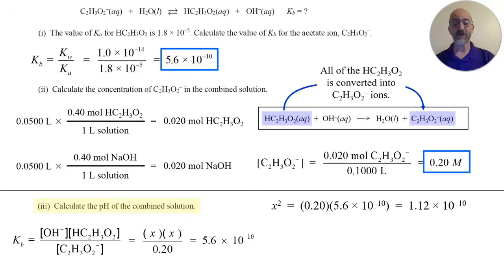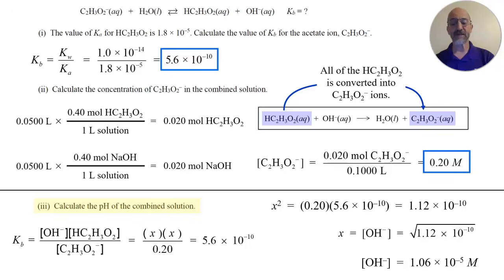X squared is equal to 1.12 times 10 to the negative 10 when I did that math on my calculator. X, which is equal to the concentration of the hydroxide ion, is the square root of 1.12 times 10 to the negative 10. And when I did that on my calculator, I got 1.06 times 10 to the negative 5 molar. So I've got my concentration of hydroxide.